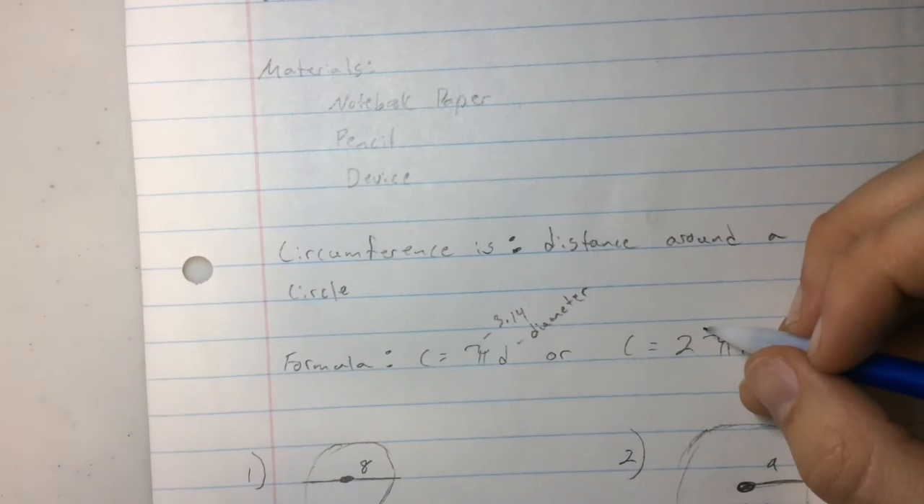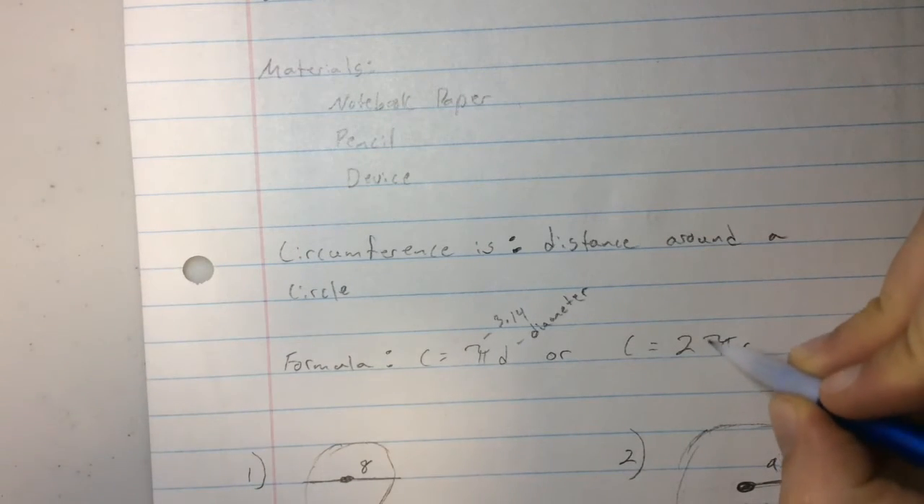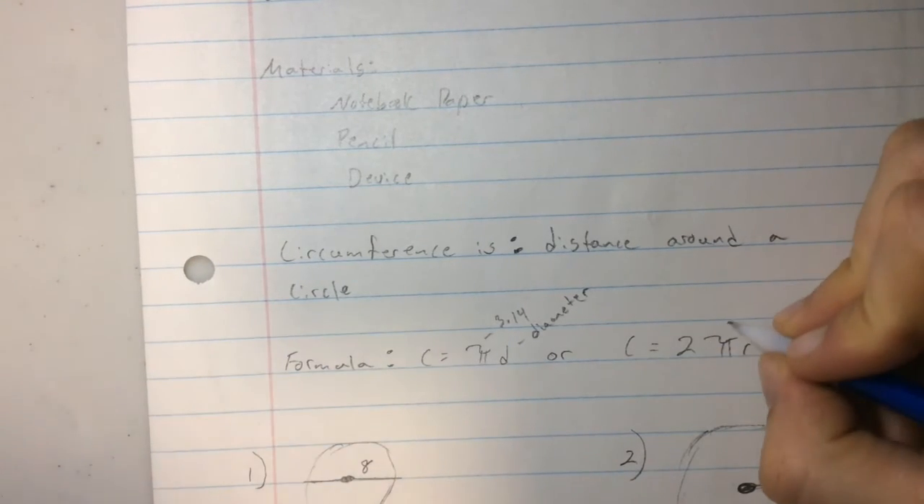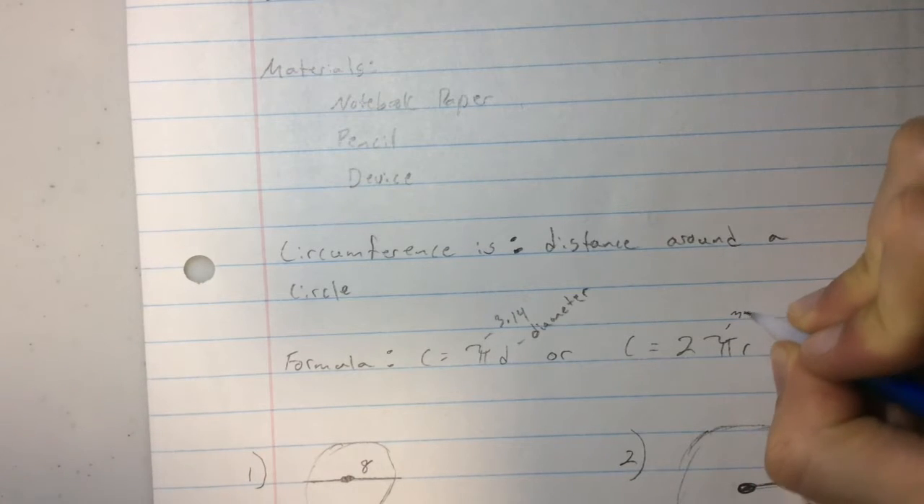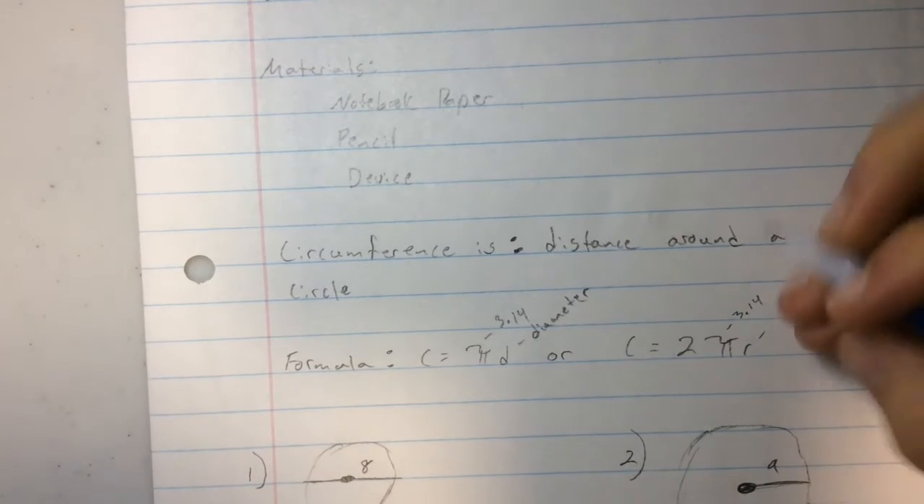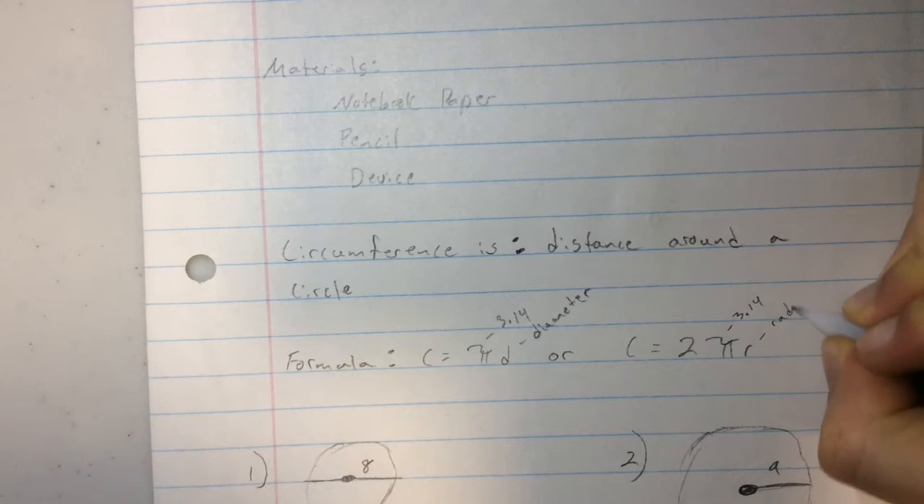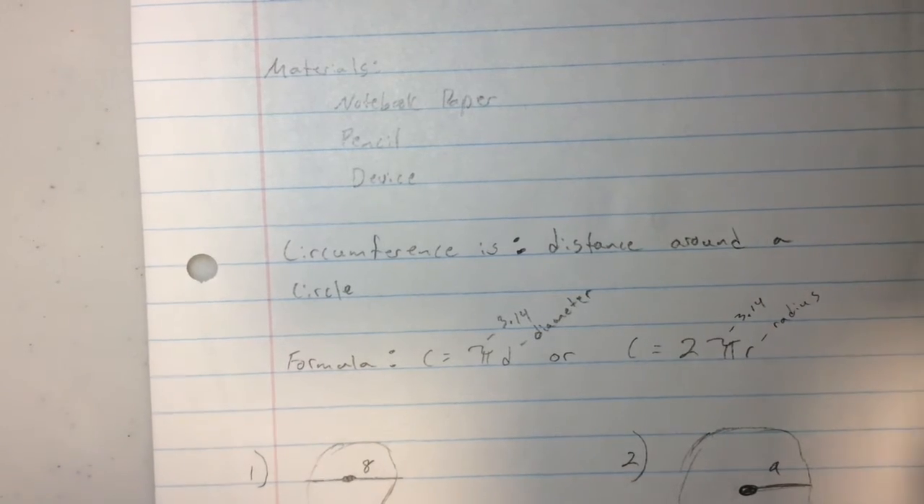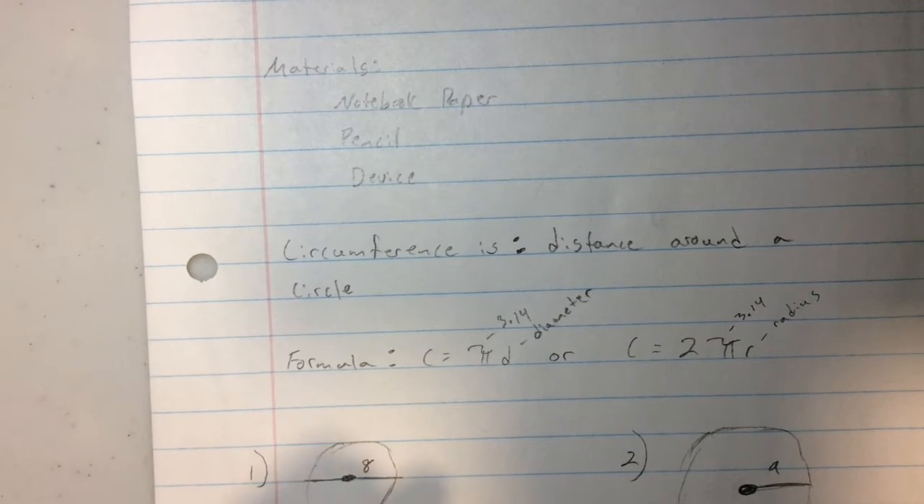Now, 2 is just the number 2. Notice that there's no operation symbol here, so we're multiplying these together. Pi, once again, is going to be 3.14. And this smaller letter is going to be radius, which is a much shorter word than the word diameter. Maybe not much shorter, but it is shorter, okay?